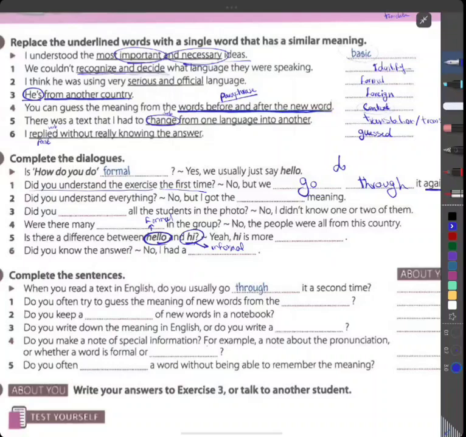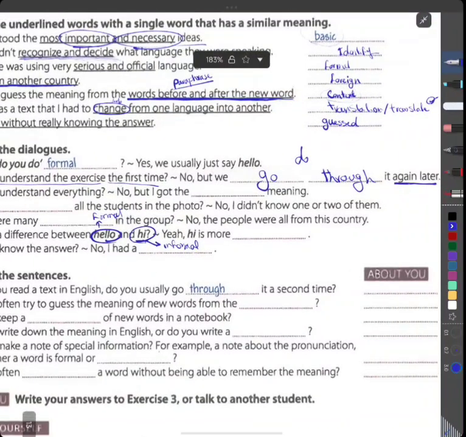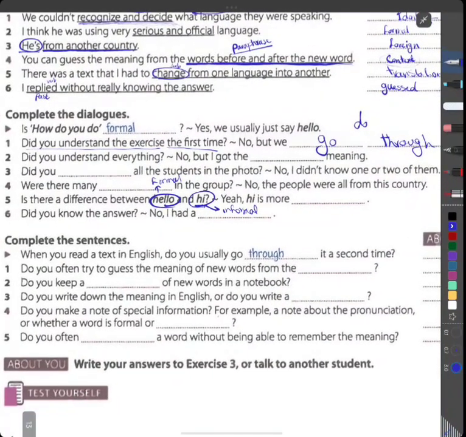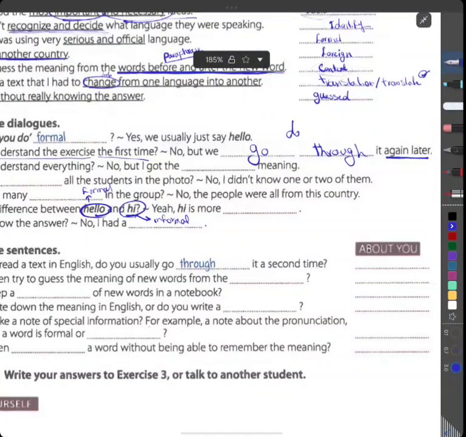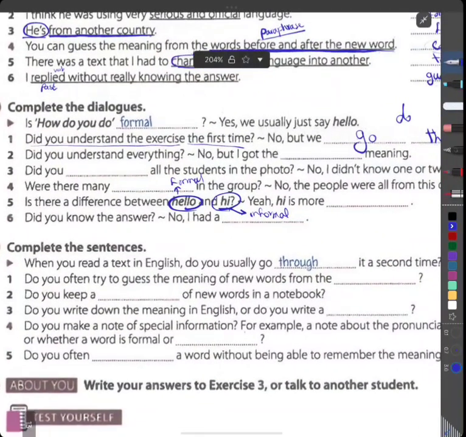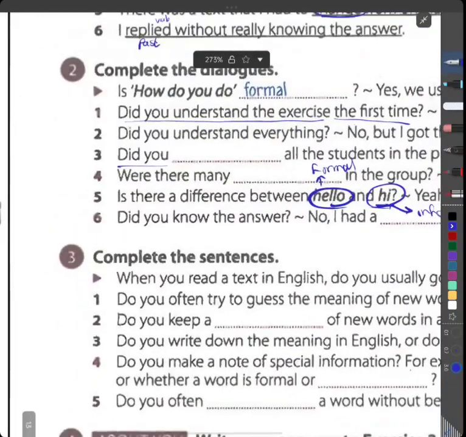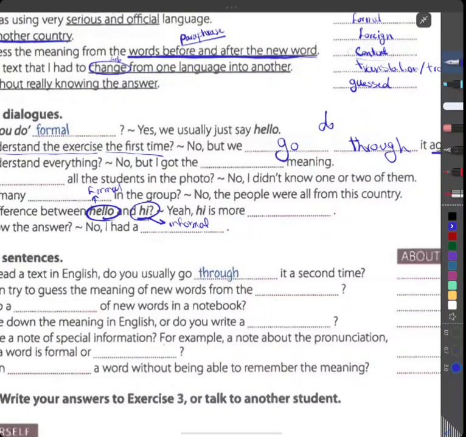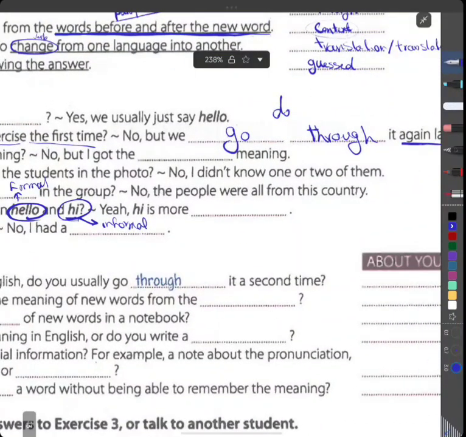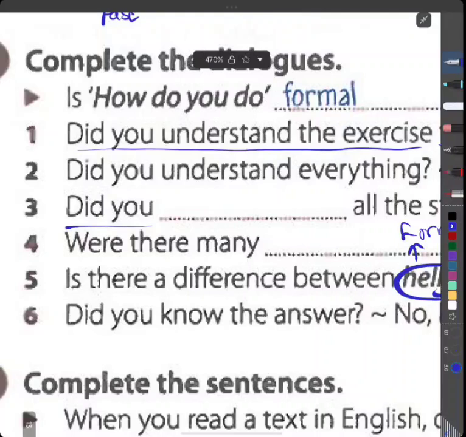Did you understand the exercise the first time? No, but we'll go through it again later. Did you recognize all the students in the photo? No, I didn't know one or two of them. The sentence is in the past and our question is in the past. Did you recognize all the students who were in that photo? No, I didn't know one or two of them. He says no, I didn't recognize one or two of them. So 'to recognize' is recognize.